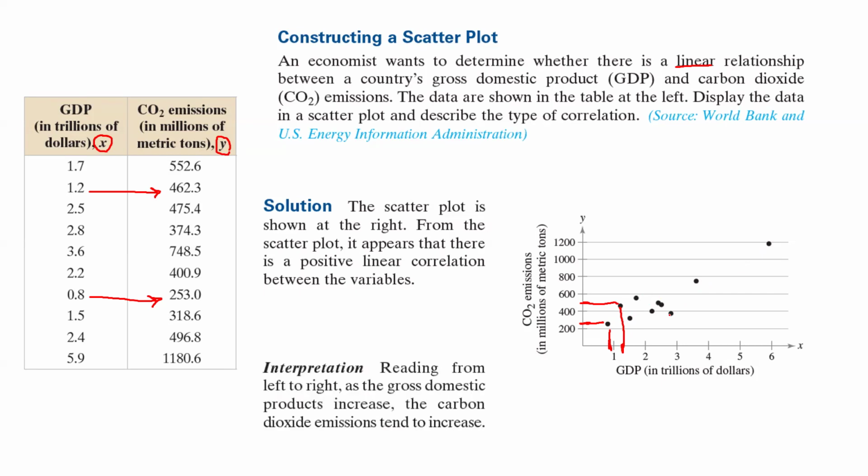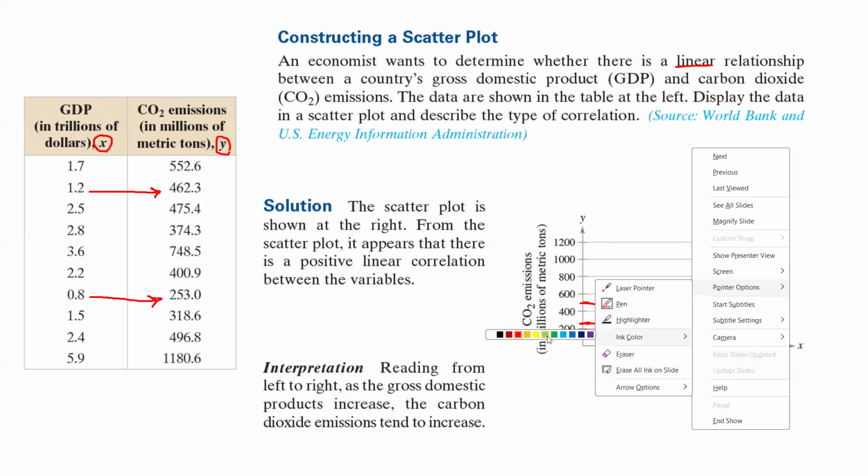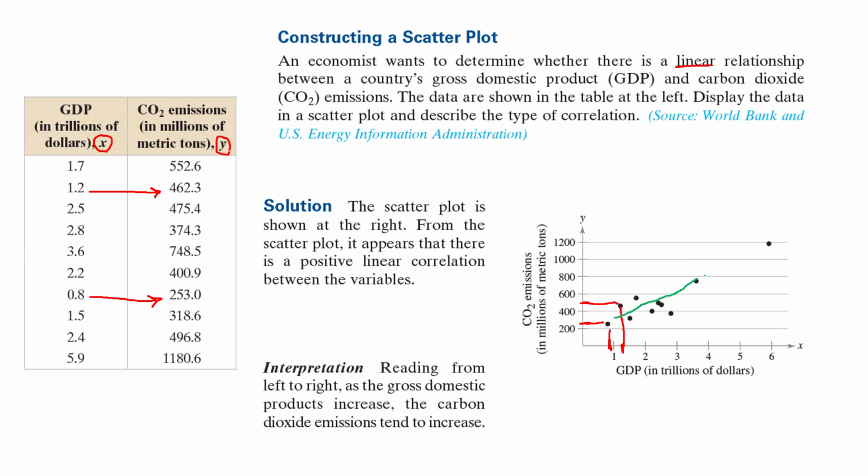But what do we see here? We see that there is an increasing trend. As x increases, y increases as well. So if you were to graph a regression line, you'd see an increasing trend here. Reading from left to right, as the gross domestic product increases, the carbon dioxide emission tends to increase as well. So this is a visual representation of what's going on here. But how do we do the calculation? What is the correlation coefficient?